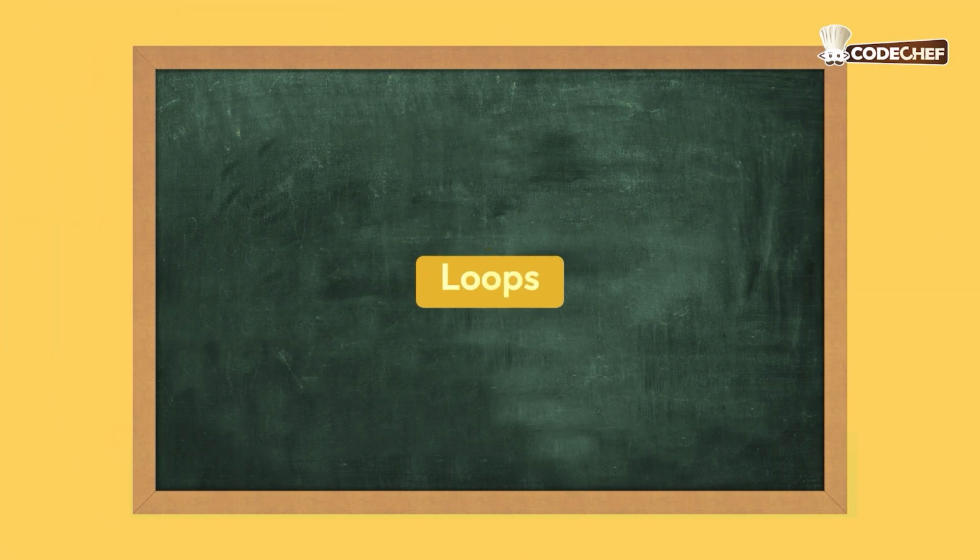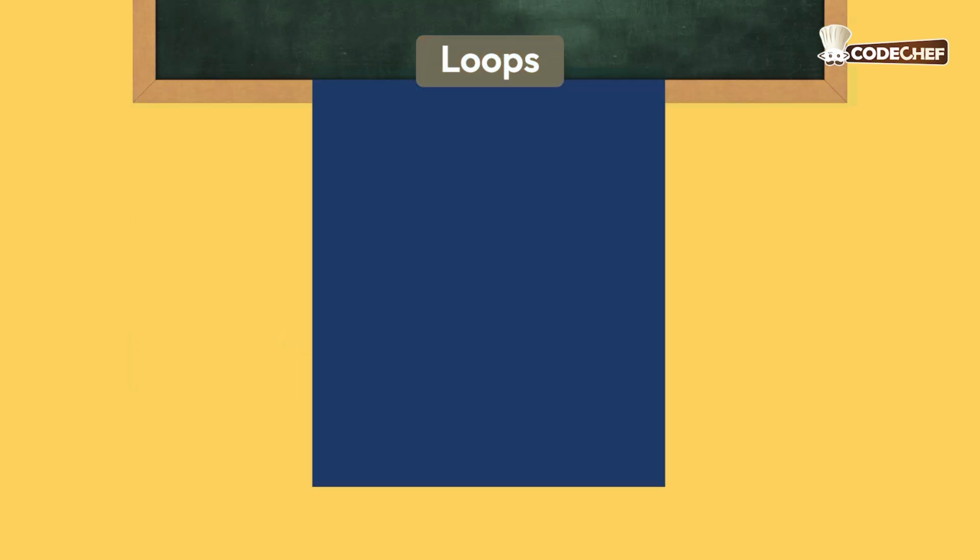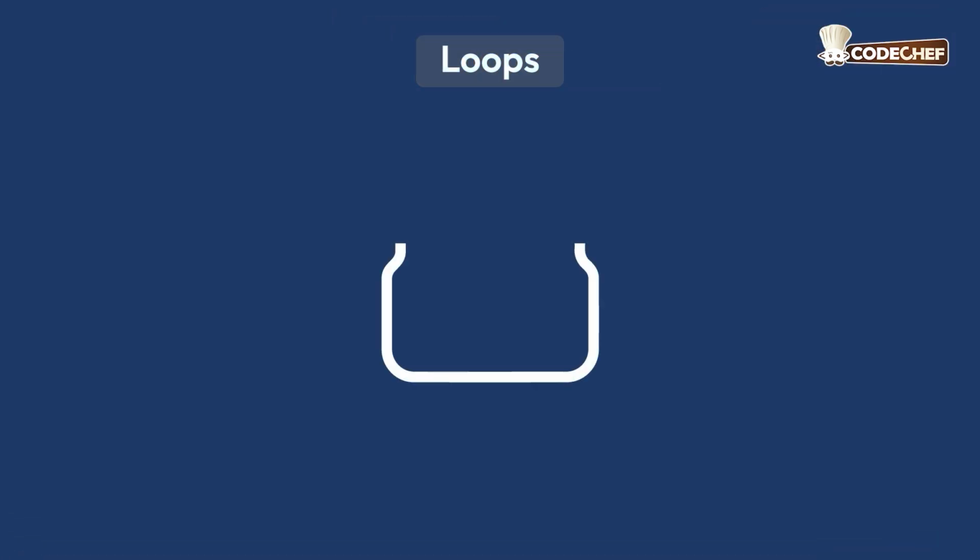In programming, if you have to perform certain tasks over and over again, you use loops. Now there are two types of loops: while loop and for loop. And we'll see how a while loop works. We'll begin with a really simple example.